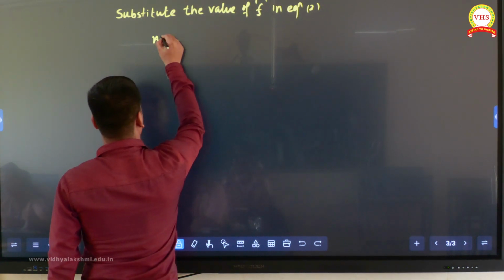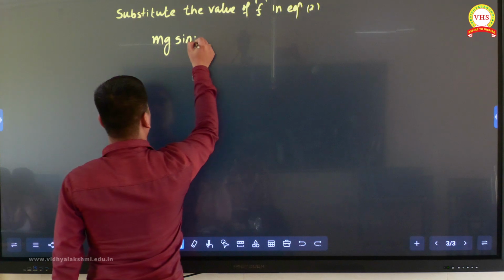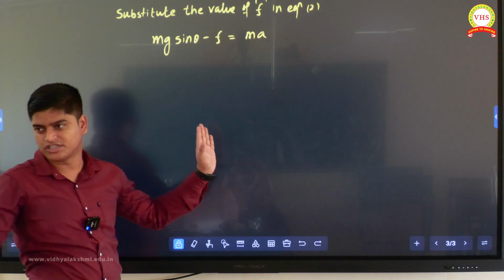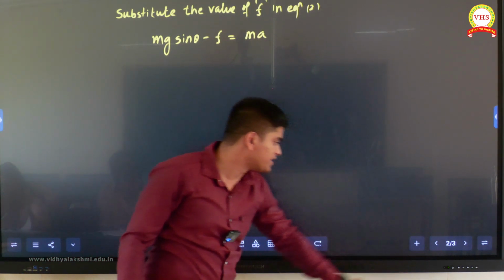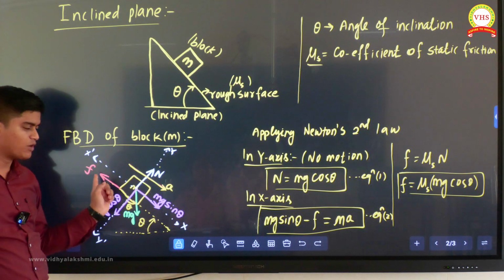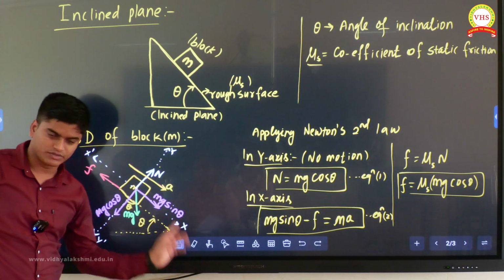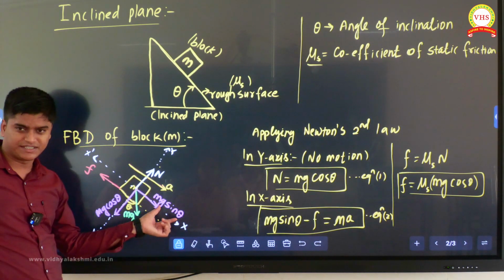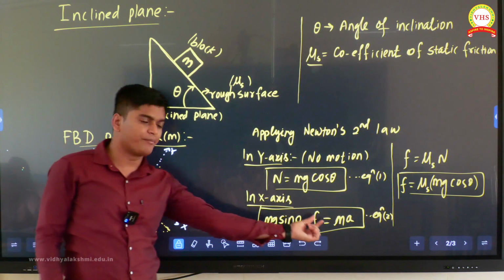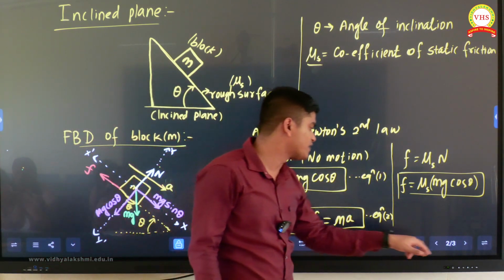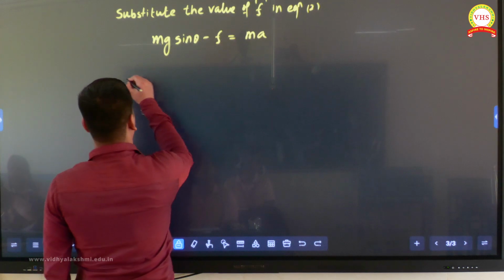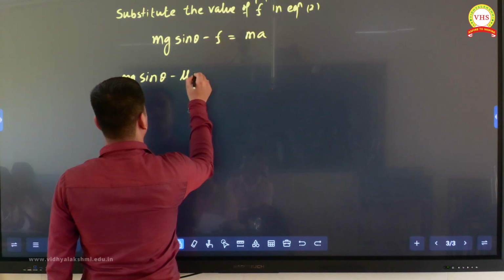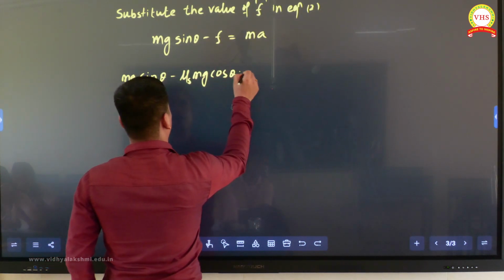So what I'll do here, everyone check: mg sin theta minus f equal to mass times acceleration. This was the x-axis equation. All of you listen carefully here. In the x-axis, your mg sin theta is one force, f is one force. Acceleration is downward in this direction, along the x-axis, the slanted direction. So mg sin theta is greater. So mg sin theta minus f equal to ma you got. Now substitute this f value there and check what is coming. Mg sin theta minus mu s mg cos theta equal to ma.